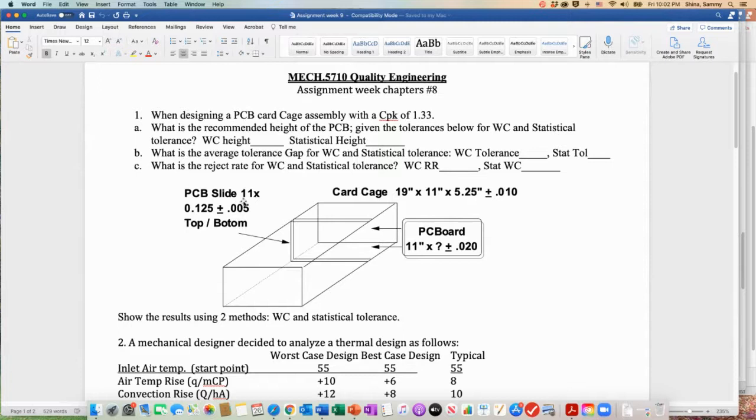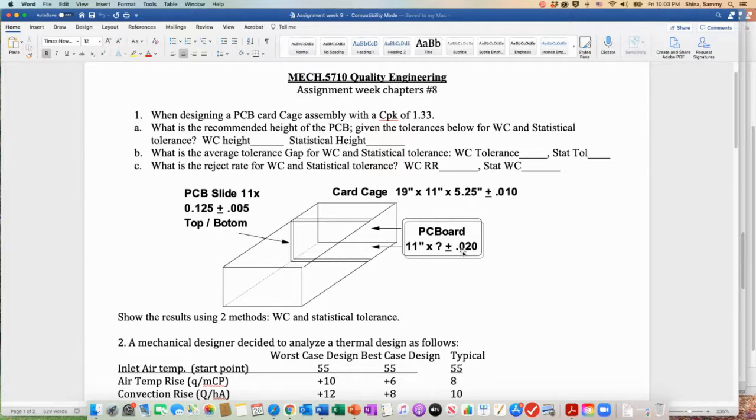Then we have two slides. And they're also 11 because they go the full depth of the card cage of 125 plus 005 top and bottom. So you have two slides. And then the PC board itself, it also goes down to 11.